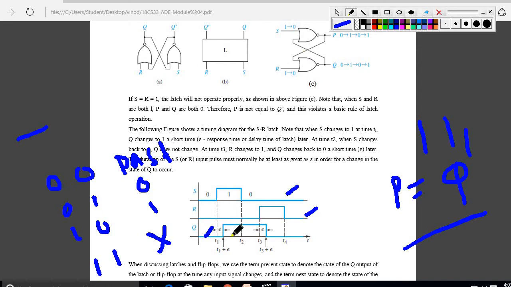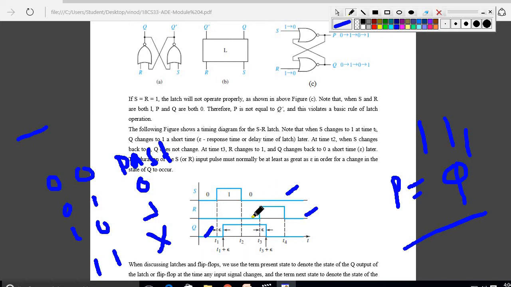So 1 0 means the output should be set. It should be in a high position, but it will not start from here because it will take some time. So that is T1 plus epsilon. So at this position the output should be high. Okay, like that, for every combination you have to check. For 0 1 it should be 0, like that.